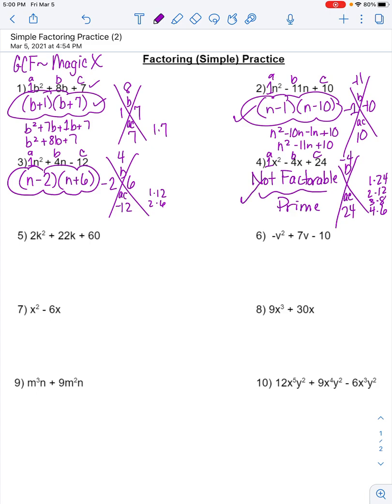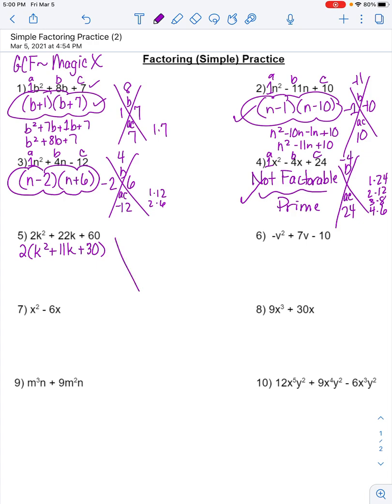Number 5. First, excuse me. Do I have any GCFs I could factor out? I've got 2, 22, and 60. And it looks to me like all of those are evenly divisible by 2. So 2k squared divided by 2 is k squared. 22k divided by 2 is 11k. And 60 divided by 2 gives us 30.